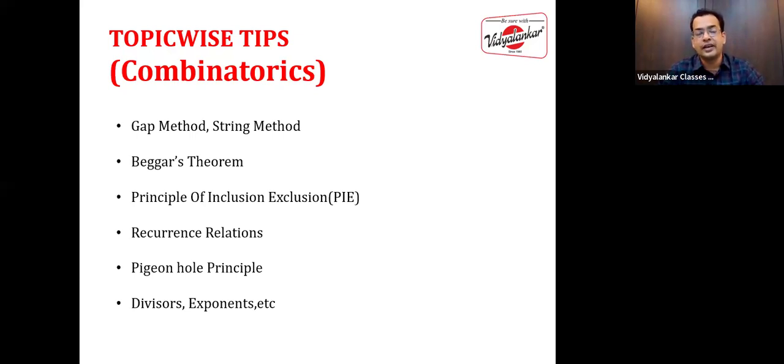It includes n number of subtopics, but some main subtopics are gap method, string method, Beggar's theorem, principle of inclusion exclusion, which also contains the derangement formula, and recurrence relations. Questions have come on this many times. Pigeonhole principle, divisors, exponents. These are some of the main things you have to do in this topic.